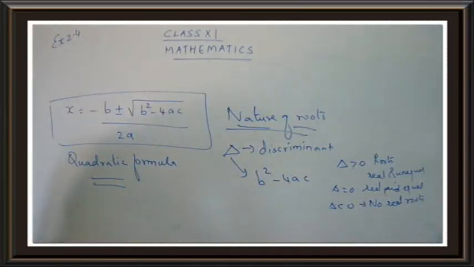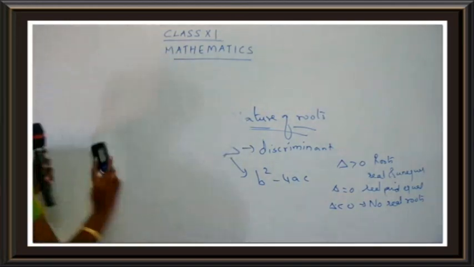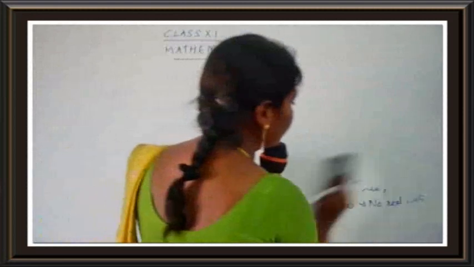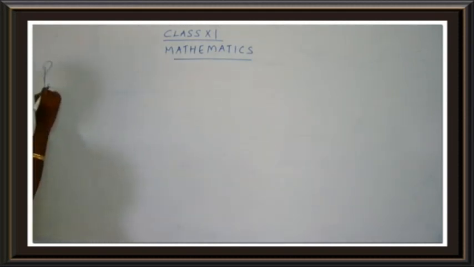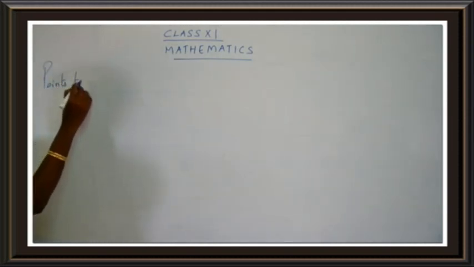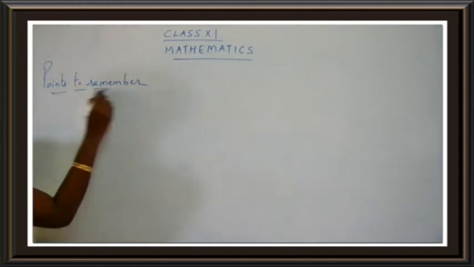Clear, children? Okay, so I would like you to take down this point, and after taking down this point, we will go to exercise 2.4. Let's write down the points, children, here. So give the heading, points to remember. This is for 2.4. So these points we are going to refer to when we solve our exercise 2.4.